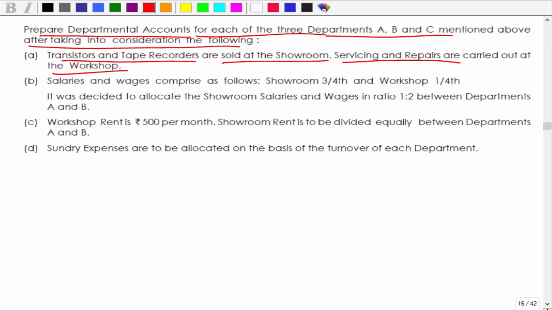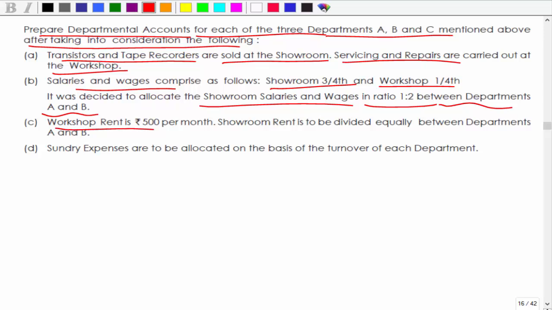Then we have salaries and wages comprises, for showroom it is 3/4 and for workshop it is 1/4. Then it was decided to allocate the showroom salaries and wages in the ratio of 1:2 between departments A and B. Okay. Then we also have workshop rent is 500 per month. Showroom rent is to be divided equally between department A and B. Then sundry expenses have to be allocated on the basis of turnover of each department.